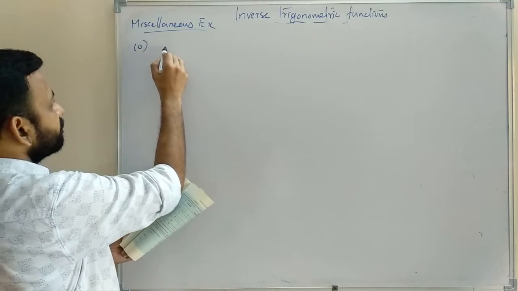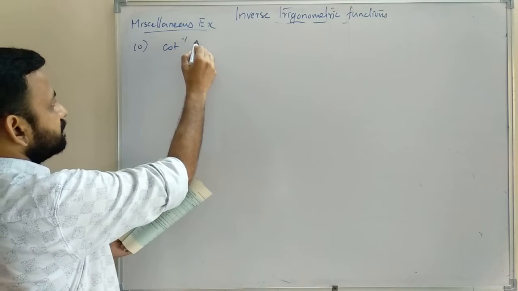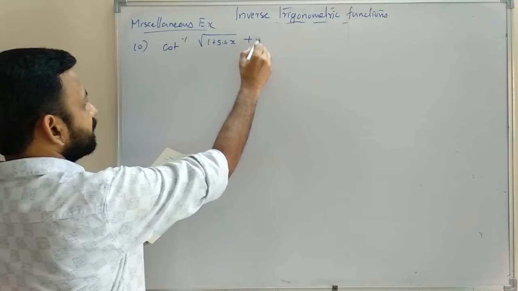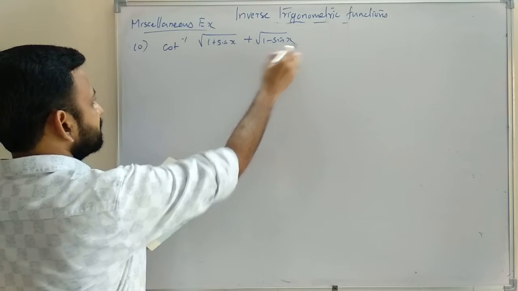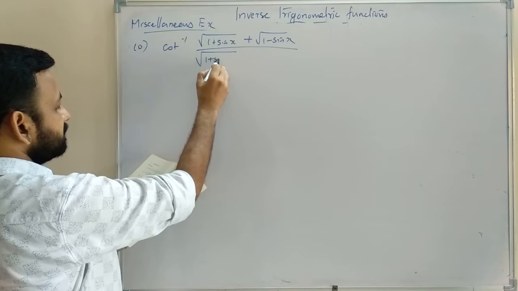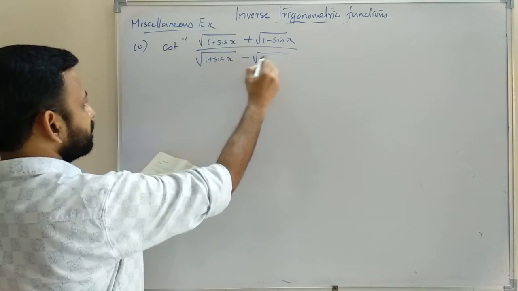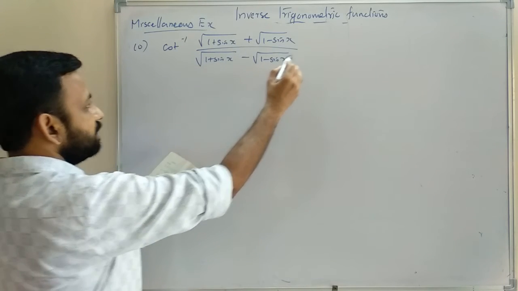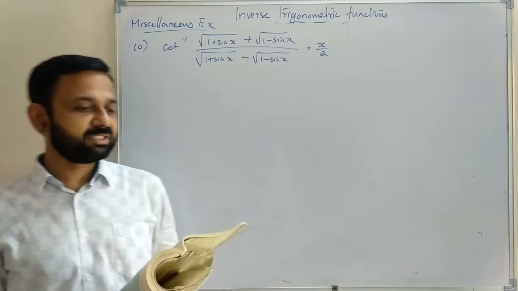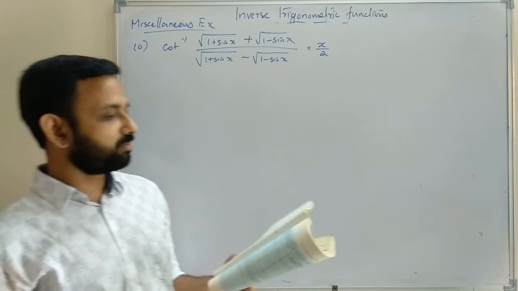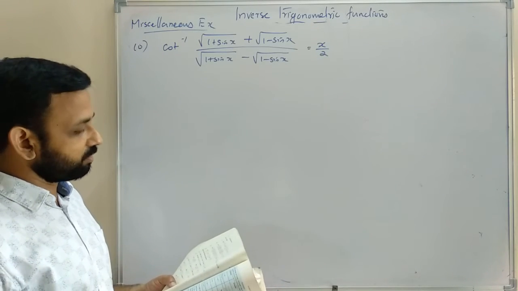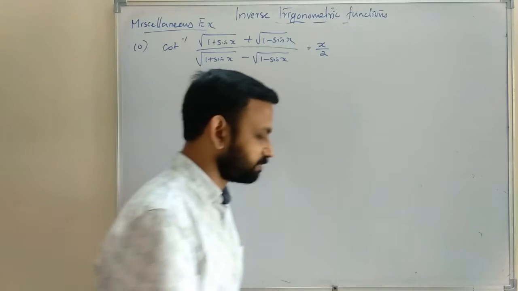Prove that cot inverse of (under root 1 plus sin x plus under root 1 minus sin x) divided by (under root 1 plus sin x minus under root 1 minus sin x) is equal to x by 2. That is our question.